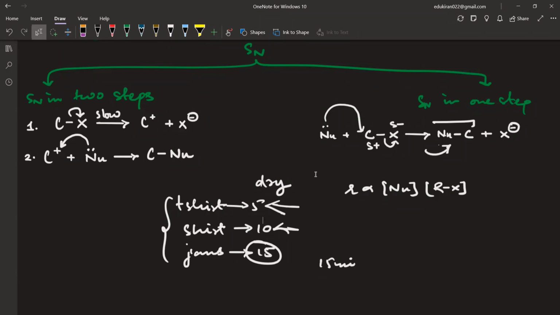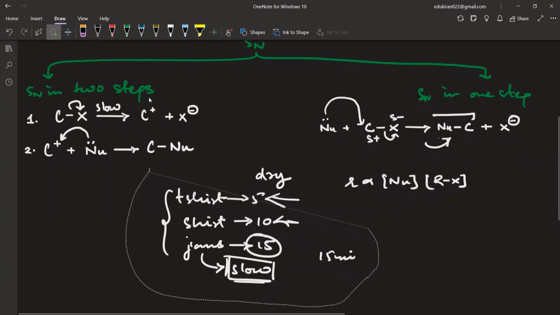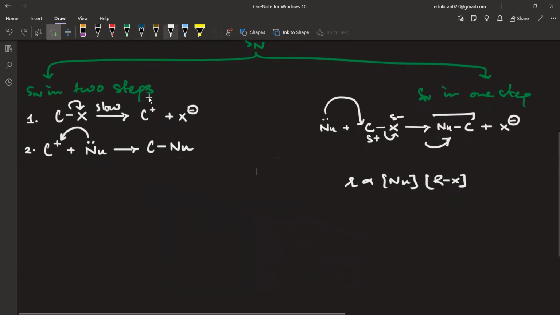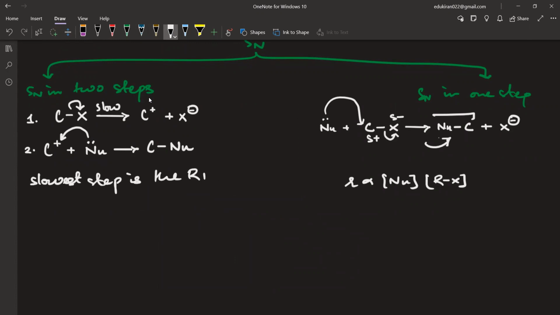Yes? Okay, fine. So what is the step that is determining the fastness of the reaction, or the rate of this particular drying? The slowest step. How fast your reaction is going to happen, or the time it is going to take, depends on the slowest step. That is why the slowest step is also known as the rate determining step. And in this case, which will be the rate determining step? The first step, the formation of carbocation, will be rate determining.